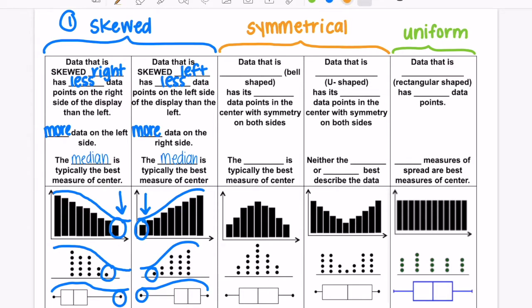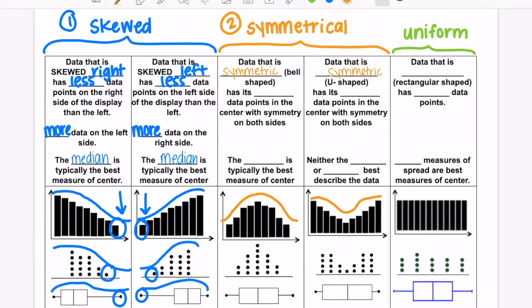Up next we're going to talk about symmetrical. This is the second way to describe a data distribution shape. Data that is symmetric can be two types of symmetric. It can be symmetric and bell-shaped, or it can be symmetric and U-shaped. You can see here we have this one that's kind of bell-shaped, and then we have this one that's kind of U-shaped.